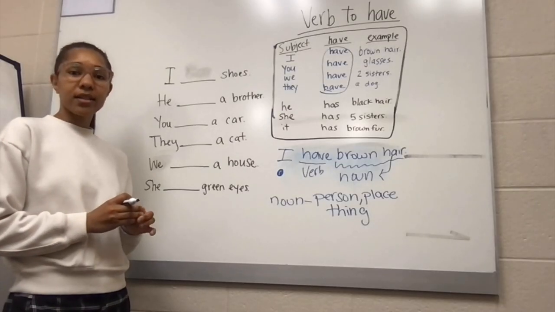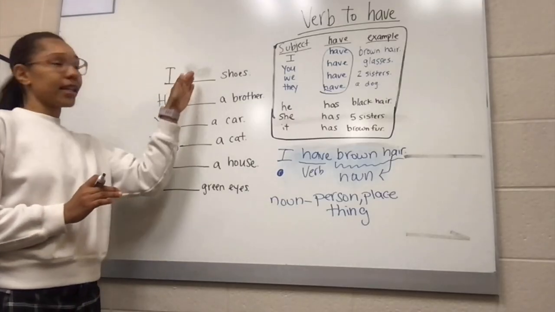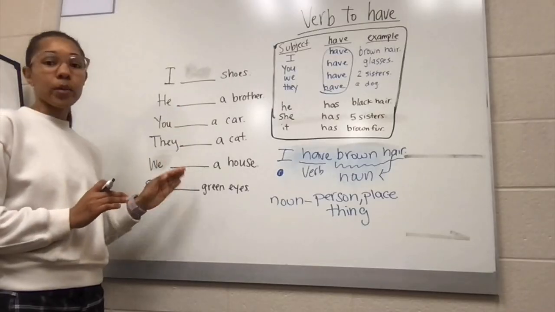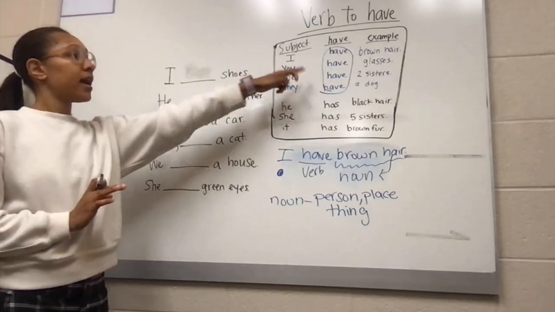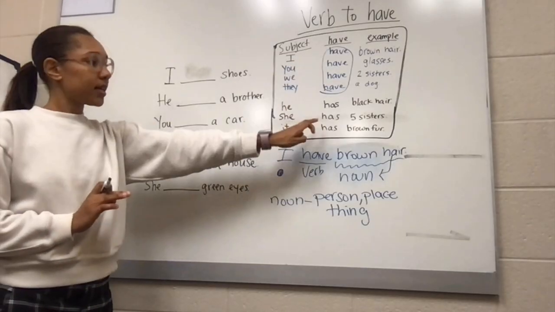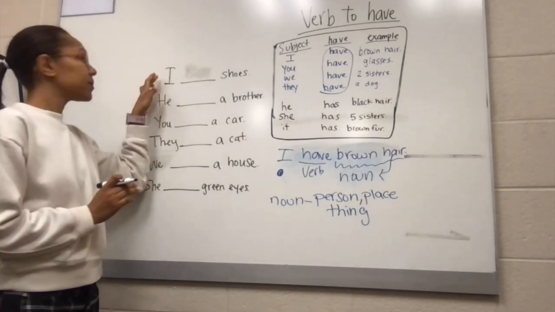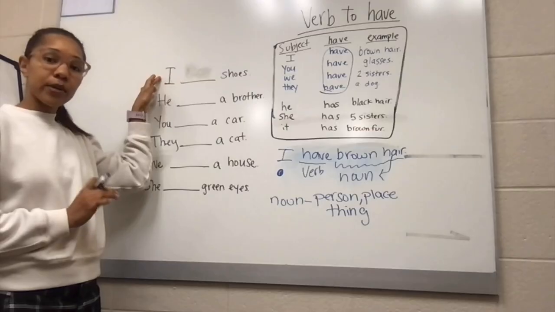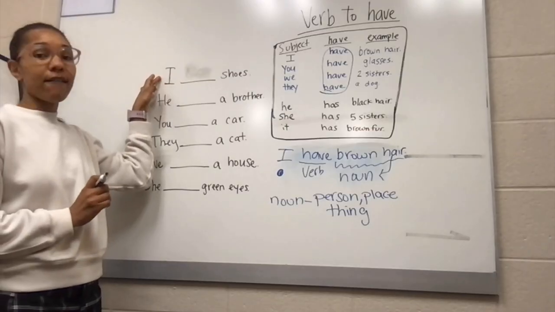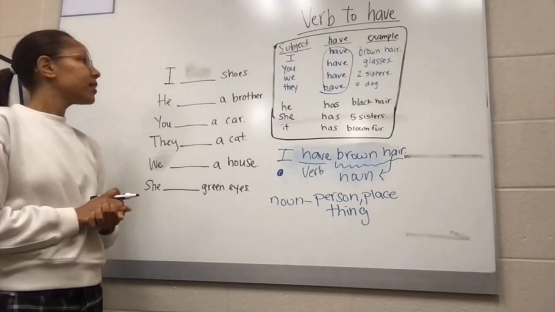Okay, so let's practice with some sentences. I have written a few on the board, and I left a blank where we need to put the verb. So remember, we have two options for the verb. Have is one option, and has is the other option. So the first sentence, I is the subject. What verb will we use every time we use I when we're looking at the verb to have? Good. Have.